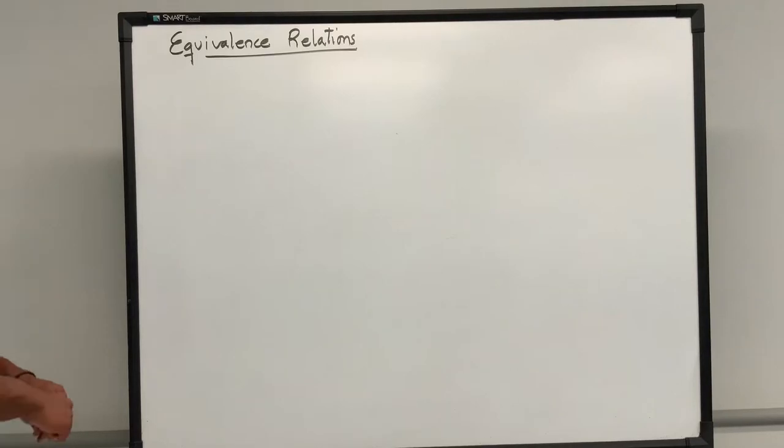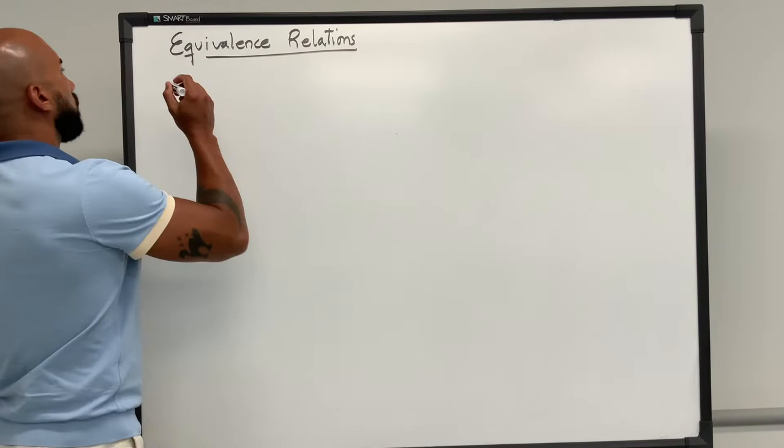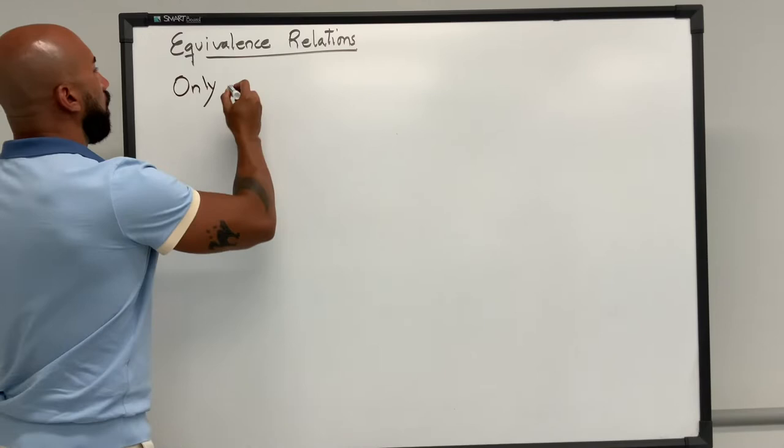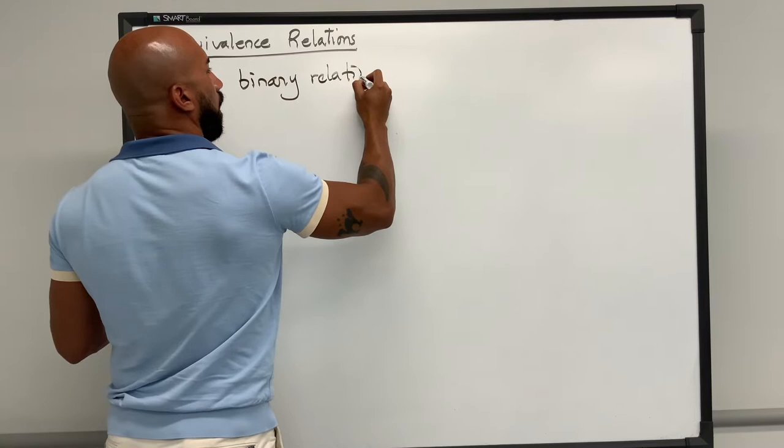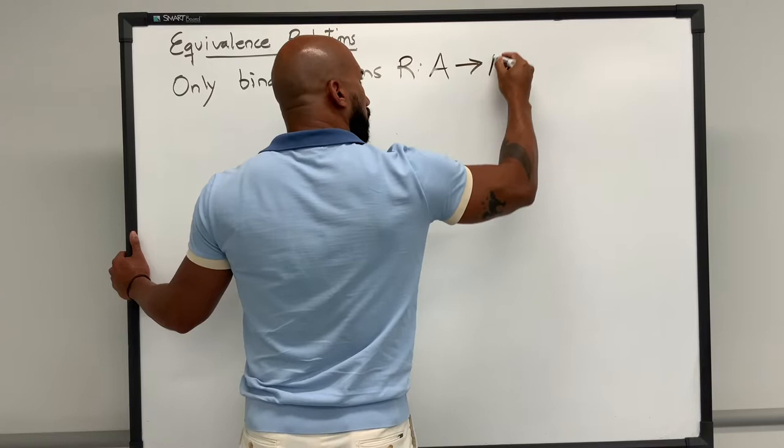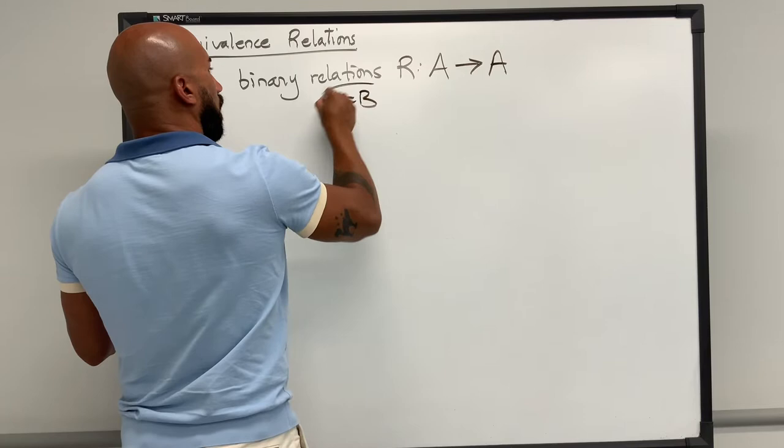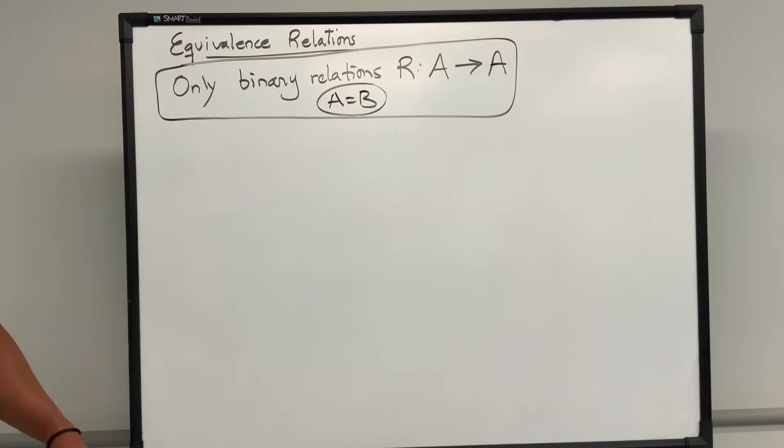Hello. Well, today we are going to be talking about equivalence relations. So we are going to be considering only binary relations R from, say, A to itself. So relations in which A is equal to B. Alright. So I will start by introducing three properties.